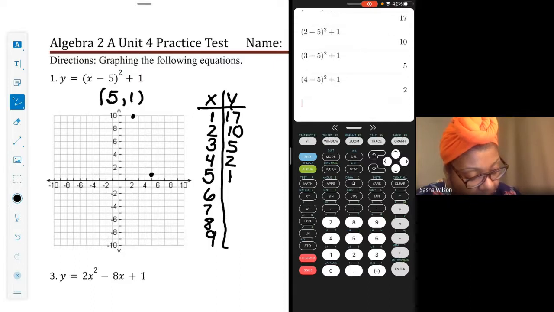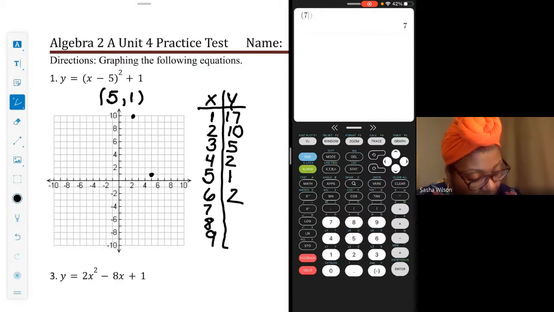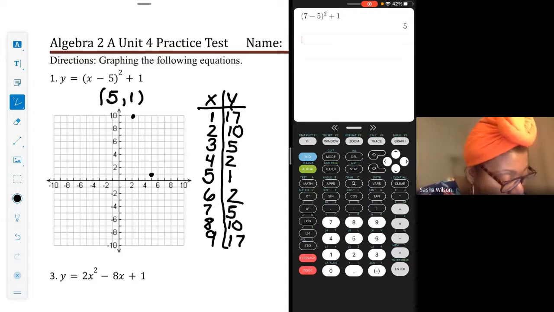And I get 2. So now I'm going to plug in the numbers on the opposite ends. And notice I get 2. I'm going to try one more. And I get 5. So once I see my numbers repeat, then I know 8 is 10 and 9 is 17. I'm only going to plot the numbers that I can fit on my graph.